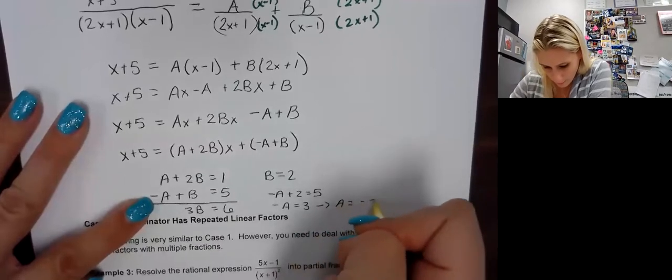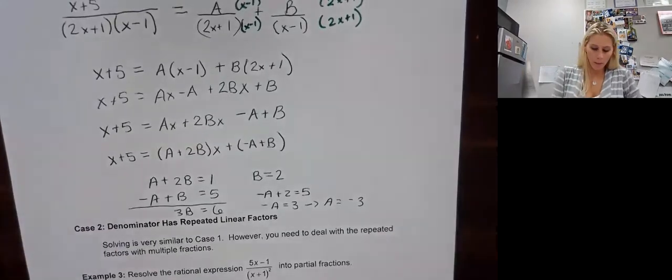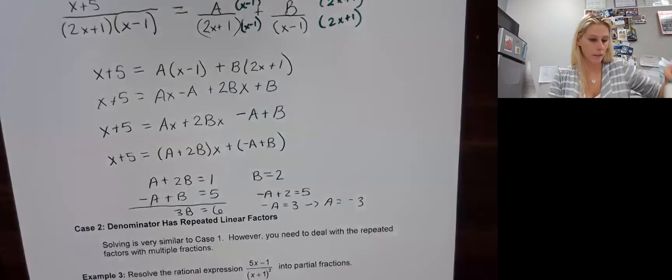equals negative 3. Now when we write our answer, remember we're saying what equals what. And remember to put the right variable on top of the right factor. Okay?